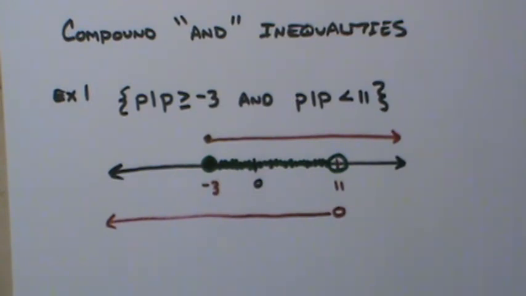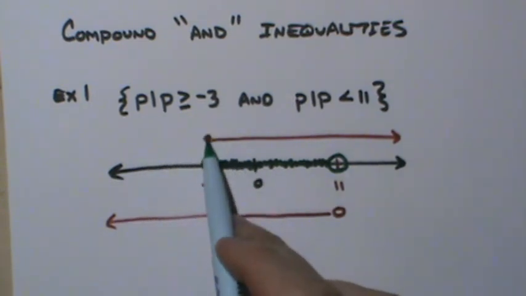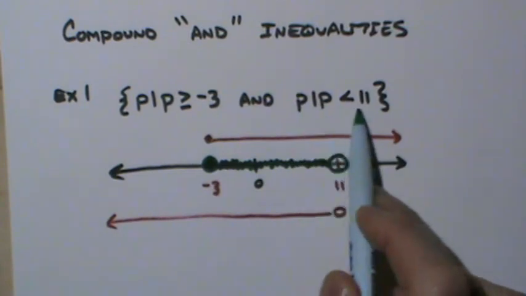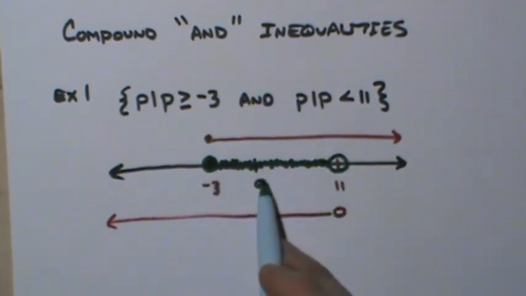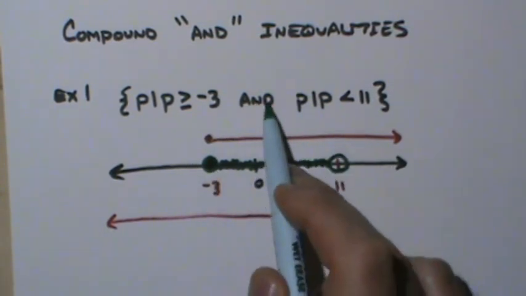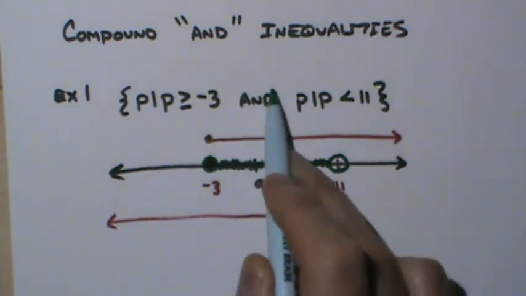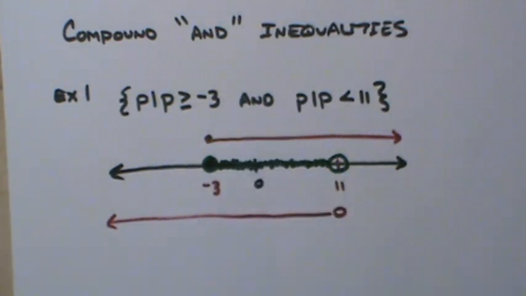I repeat, how we do this. You'll graph the first one above the number line, the second beneath the number line, and you're looking for that overlap. You must learn that as a technique for solving AND compound inequalities. There's our first example for the AND compound inequality.